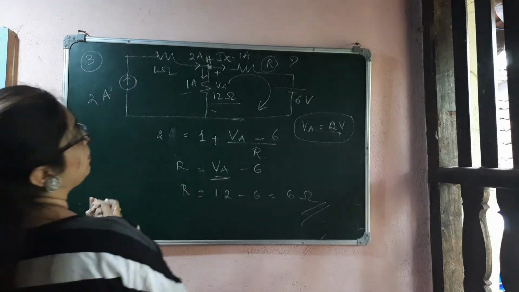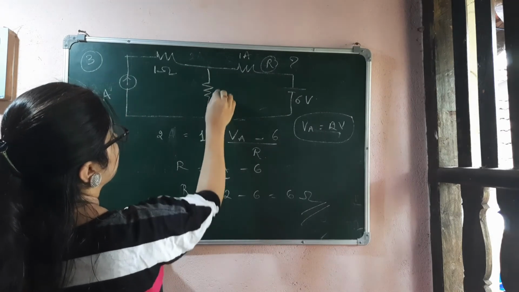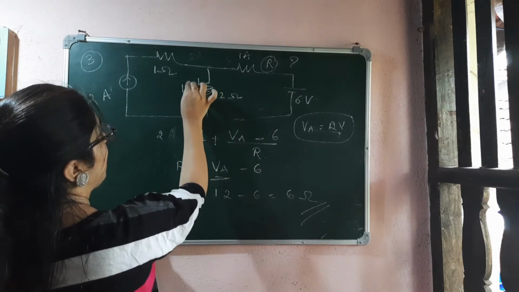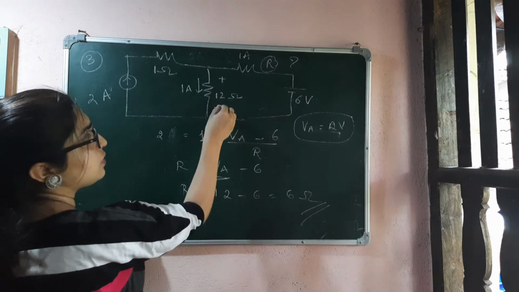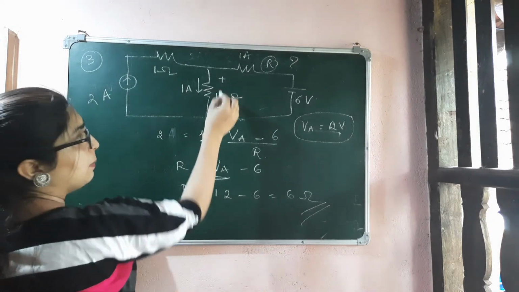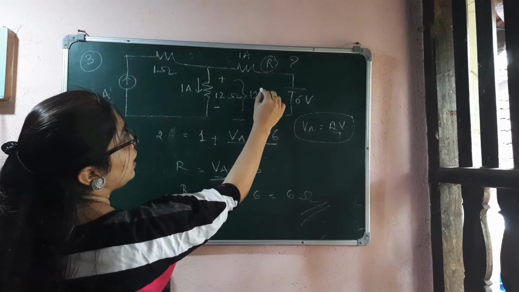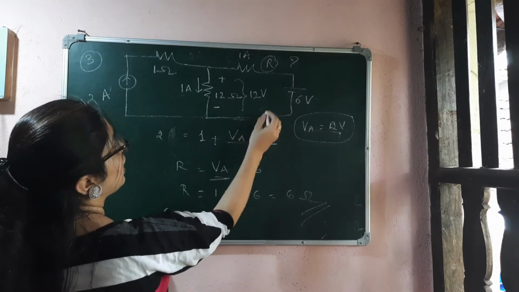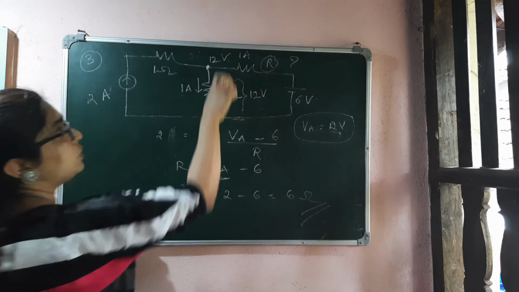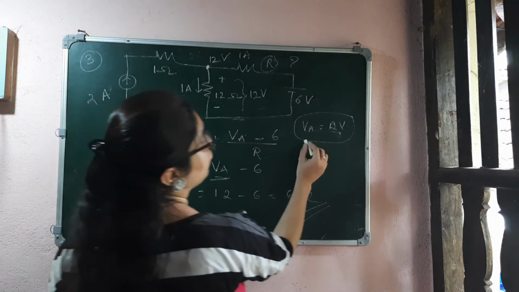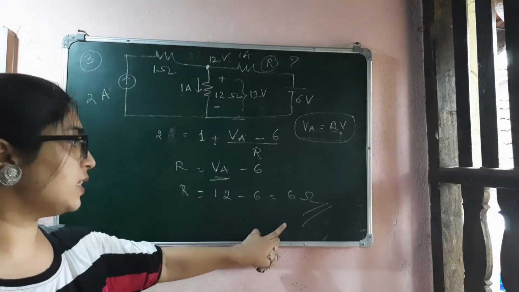Just remember, this is a little messy here, I will show you. This is 12 ohm and this is 1 ampere. Since the current flowing through 12 ohm is in this direction, the voltage across this will be plus and minus. So what is the value? I into R, that will be 12 volts. This is the same potential at this particular node, 12 volts. That's why I had written VA is equal to 12 volts. So the resistance should be 6 ohm.